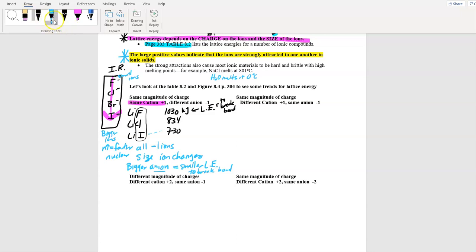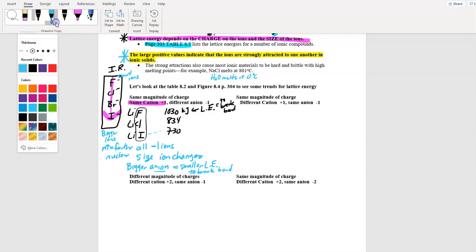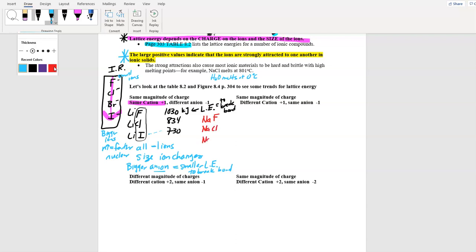Let me get the numbers for sodium. We'll change the color here. Right on that same table, if I pick the same one, sodium fluoride, sodium chloride, sodium bromide, all +1, all -1, but I'm just changing who the anion is. Who do you think is going to have the highest energy to break the bond? Who's going to have the lowest? Okay, smaller the anion, more energy.